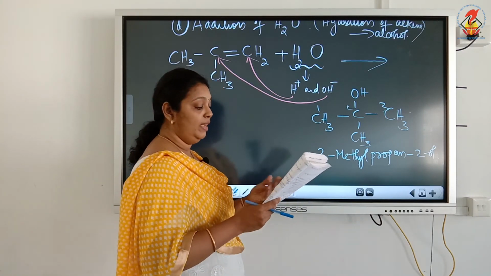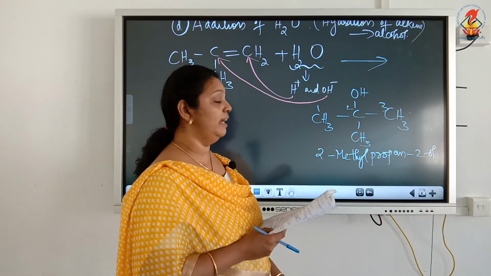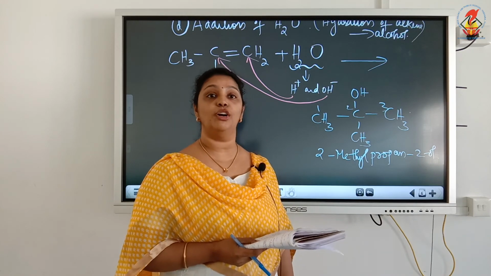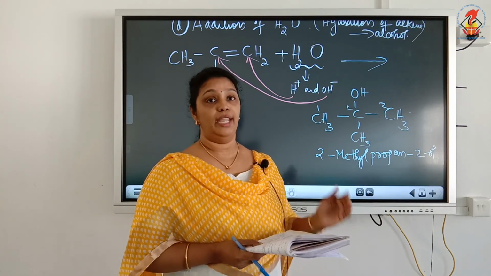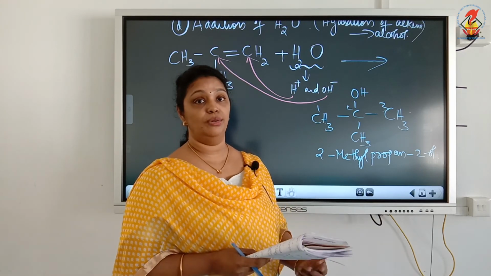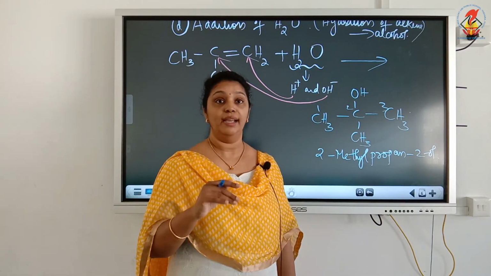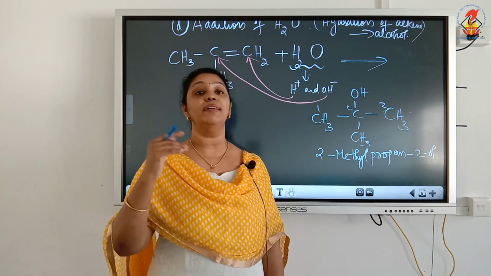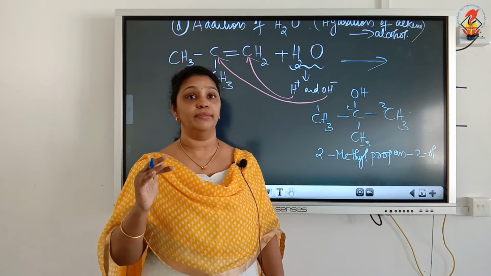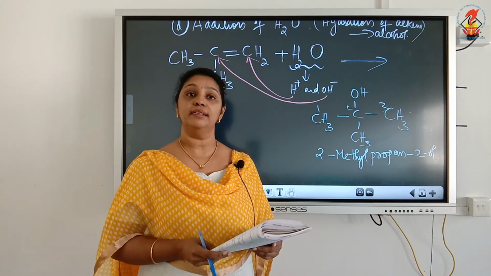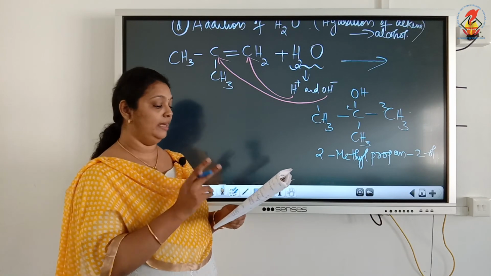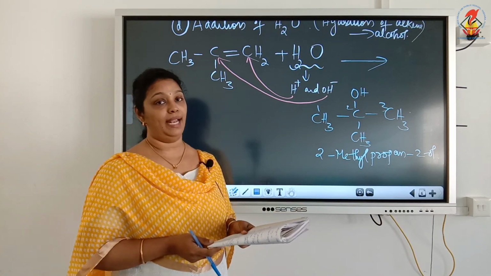Okay, and we have already discussed under preparation the dehydration of alcohol. Dehydration of alcohol means removal of H2O from alcohol, and we get alkene as the product. So this is something very important to be noted: hydration of alkene gives alcohol as the product, and dehydration of alcohol gives alkene as the product. So this is our addition of water to alkene.